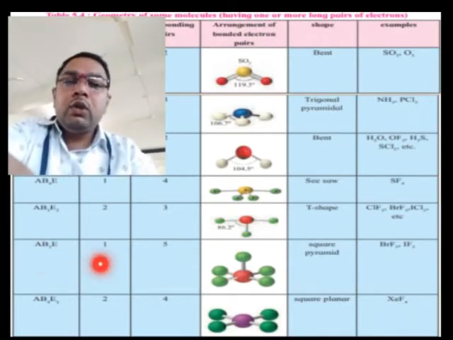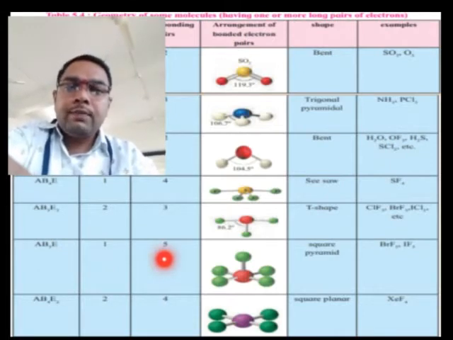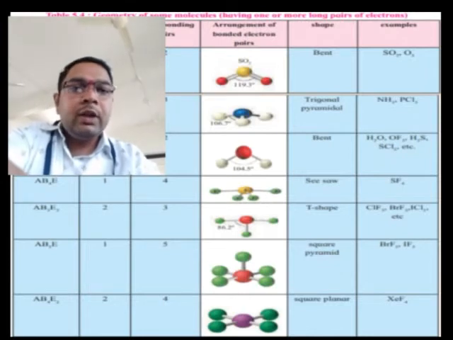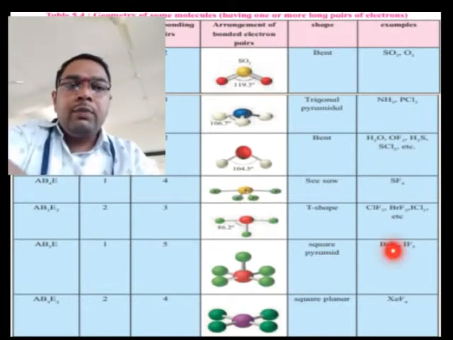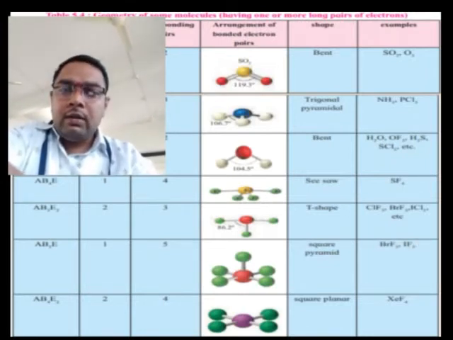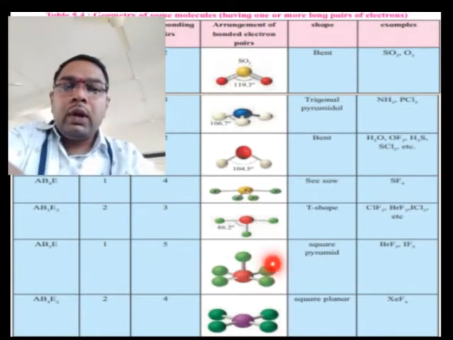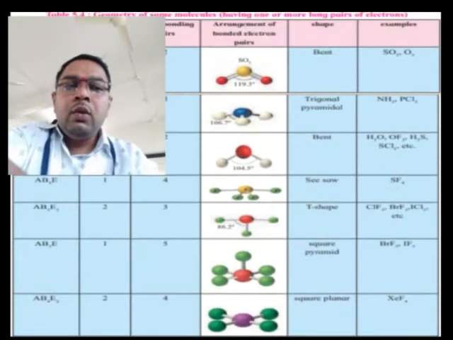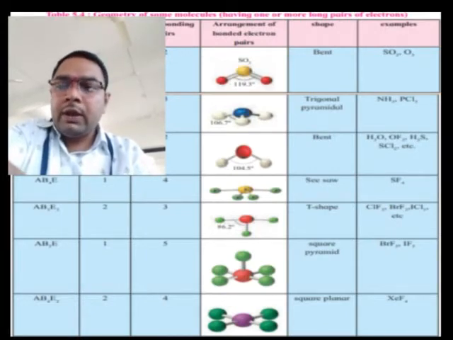AB5E contains 1 lone pair and 5 bonding pairs. It forms a square pyramidal geometry, for example BrF5, IF5, etc. There are 4 atoms present in a single plane, while 1 is present on the top of this plane. It forms a square pyramidal geometry.